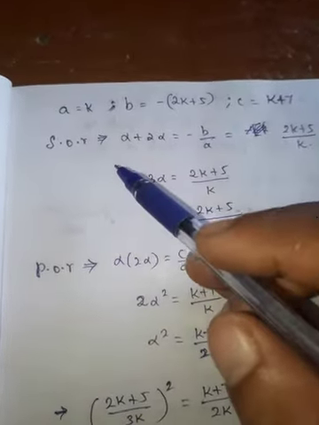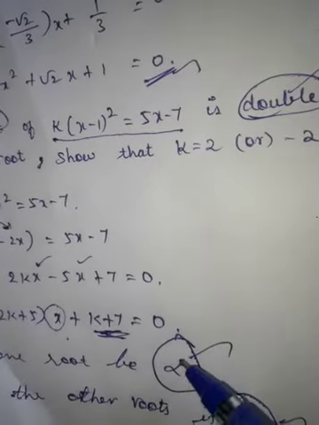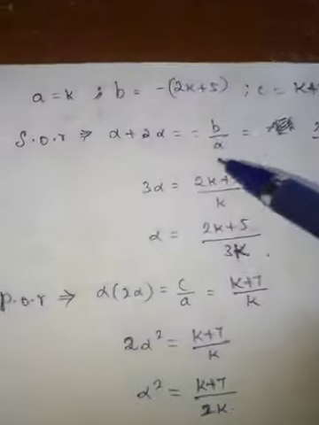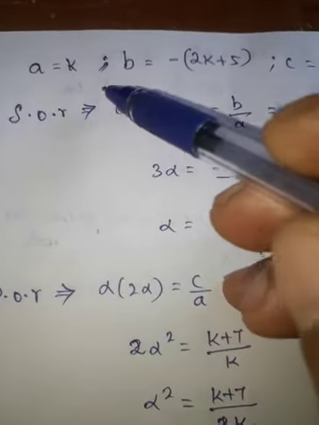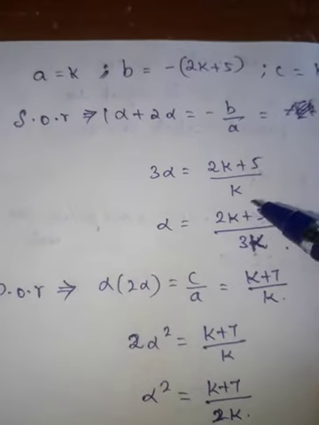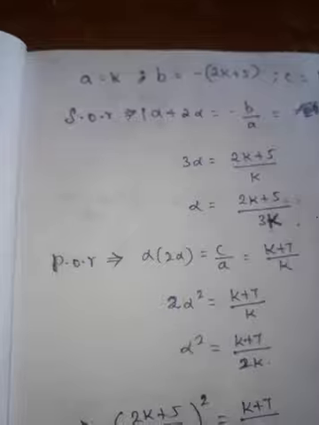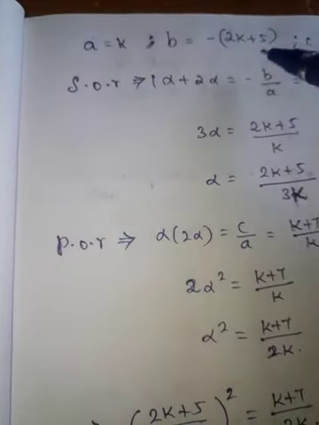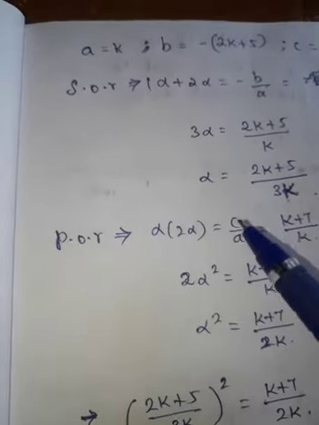So the sum of roots: we already wrote the two roots alpha and 2 alpha. Sum of roots means alpha plus 2 alpha equal to minus b by a. So alpha plus 2 alpha, 3 alpha, equal to the b value, minus of minus (2k plus 5), by k. So alpha equal to (2k plus 5) by 3k. Then the product of roots alpha into 2 alpha equal to c by a. This is also a formula. So 2 alpha into alpha is 2 alpha square.